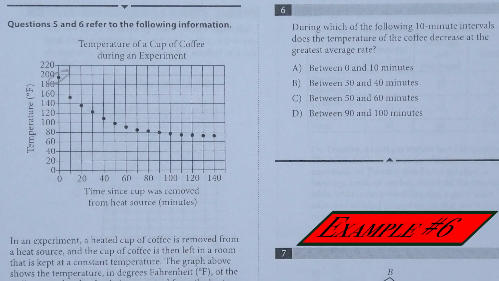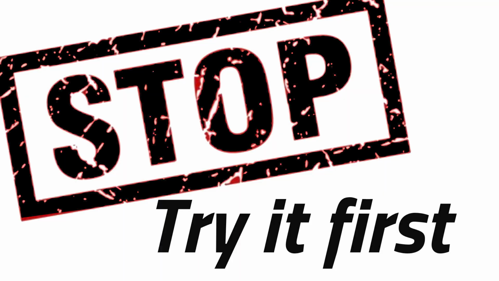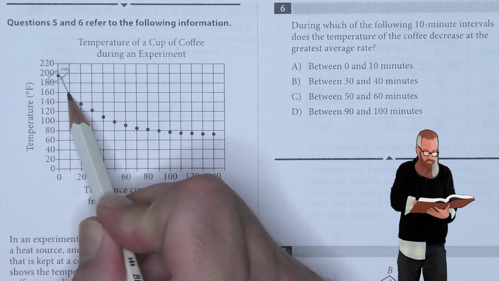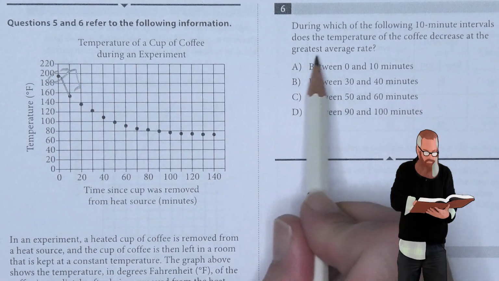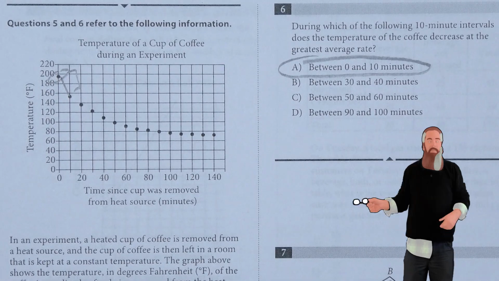During which of the following 10-minute intervals does the temperature of the coffee decrease at the greatest rate? From 0 to 10 looks like the sharpest drop that we get right here. And I don't see anything that's going to be anything more than that, meaning A is the answer.